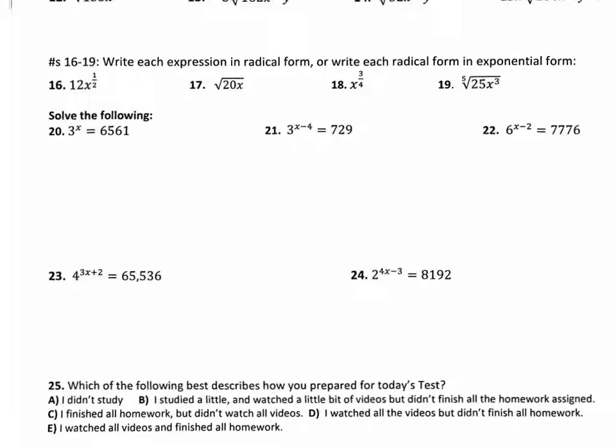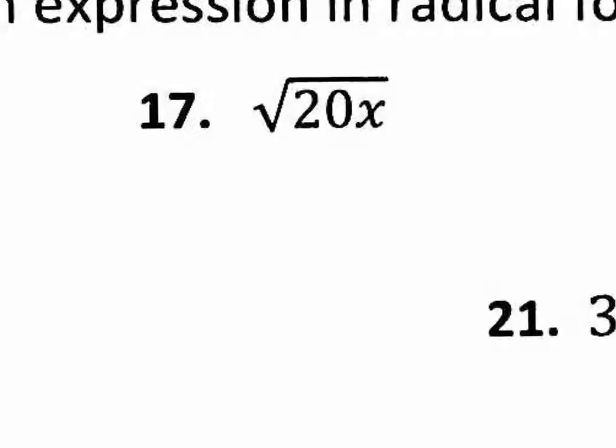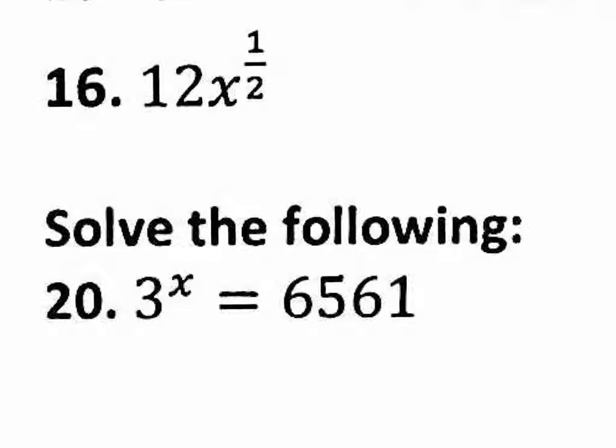I believe this is the easier half. Number 16 through 19, it's writing expressions in radical form or changing them to exponential form. So if they give you an exponent, you want a radical. If they give you a radical, you want an exponent. It's that simple. So it's as easy as this. The square root is really the power of 1/2. So if they have the power of 1/2, you want to rewrite it as a square root.